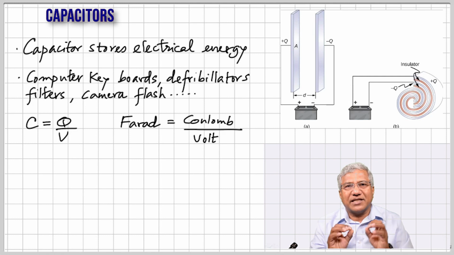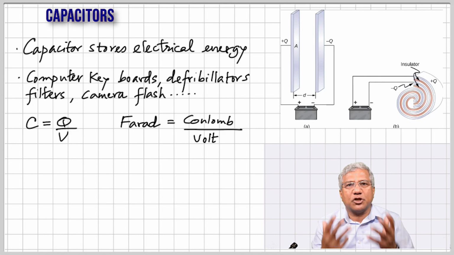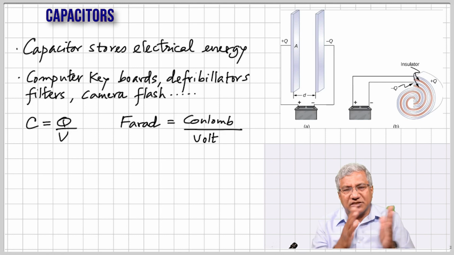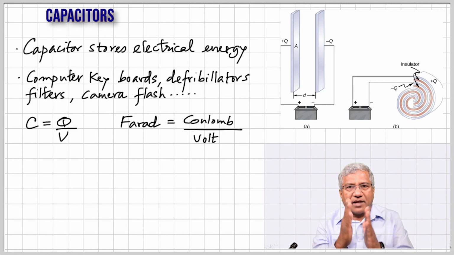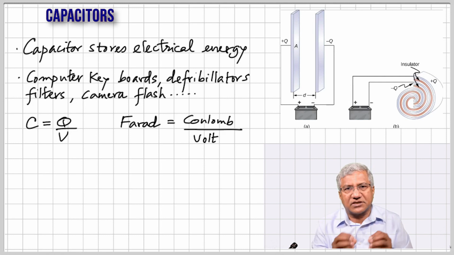So remember that capacitance of a particular capacitor is a constant. It only depends on the geometry of the capacitor. As we're going to see later, it depends on the area of the plates, the distance between the plates, and the nature of the insulator between them. So it depends on its geometry, it depends on its construction. Capacitance is a constant. So that's very important to know.